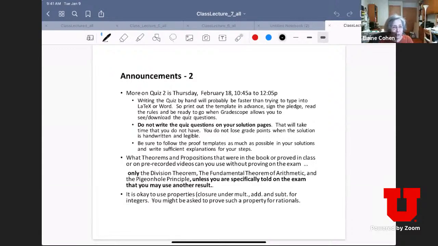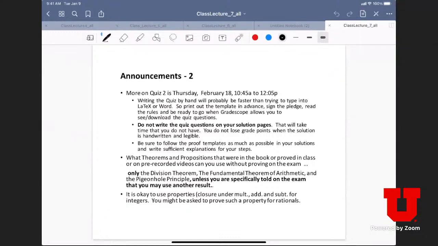Be sure and follow the proof templates as much as possible that we went through. For example, we went through what a direct proof does, what you do in a contrapositive proof. A contrapositive proof is an indirect proof, but what you do is a direct proof for the contrapositive, and it's an indirect proof of the original. Similarly, a proof by contradiction is an indirect proof because you're proving that something cannot happen, so the original is correct. Kyle, what's your question?